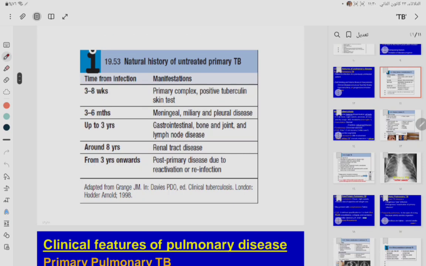Time from infection: 3 to 8 weeks, primary complex and positive tuberculin test. Often it takes 3 weeks for the tuberculin test to become positive, and sometimes longer. 3 to 6 months: meningeal, miliary, and pleural disease. Up to 3 years: gastrointestinal, bone, joint, and lymph node disease. Around 8 years: renal tract disease. From 3 years onward: post-primary disease due to reactivation or reinfection.